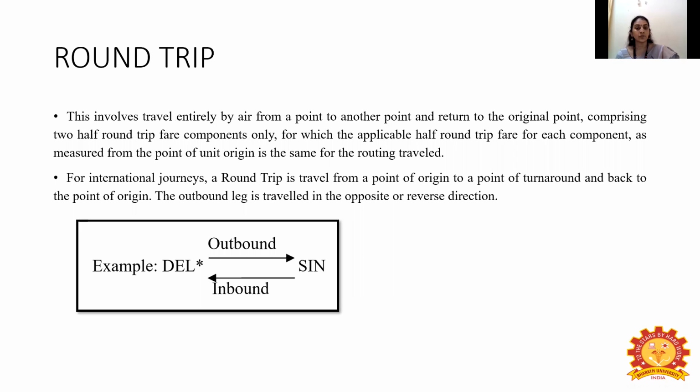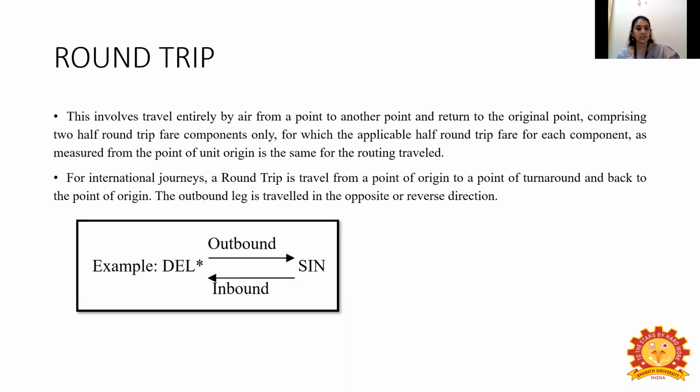Round trip. As I told you, a return trip has 3 classifications: round trip, circle trip, and open jaw. The first classification is round trip. What is a round trip? You travel from one place to another place, and again you come back. Here we're starting from Delhi. The star mentioned above Delhi says that it is the origin. So from Delhi you're traveling to Singapore. From Singapore, again you're coming back to Delhi.